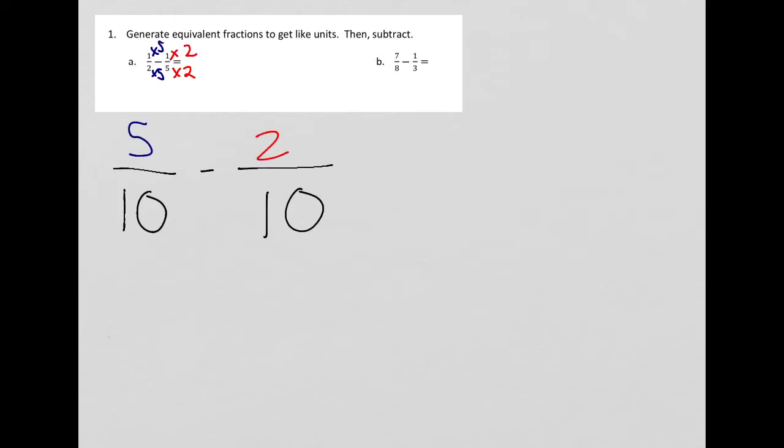So now my new equation here is 5/10 minus 2/10. Well, 5 minus 2 is 3, and the 10 remains the same. So I get 3/10.